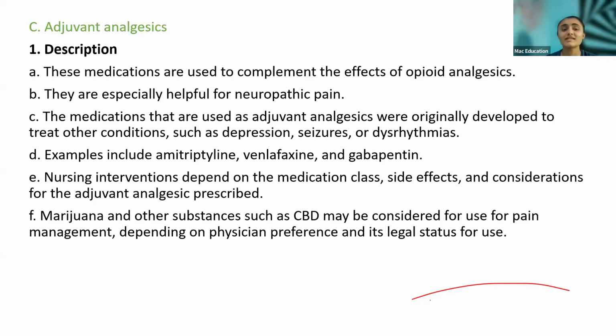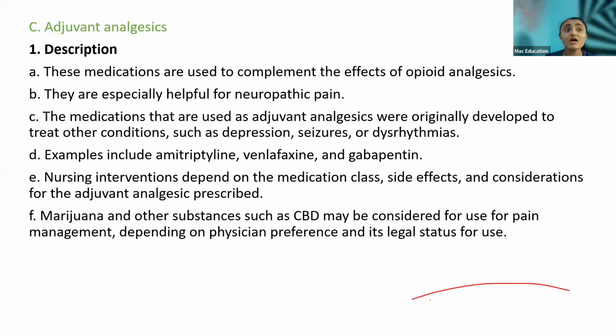If you have prescribed adjuvant analgesics along with opioids, which nursing interventions will you keep in mind? It depends on the medication class, which class that drug belongs to, what its side effects are, and what nursing considerations you have to keep in mind related to that specific adjuvant analgesic. So the intervention will depend on that. Marijuana and other substances such as CBD may be considered for pain management depending on physician preference and its legal status for use.